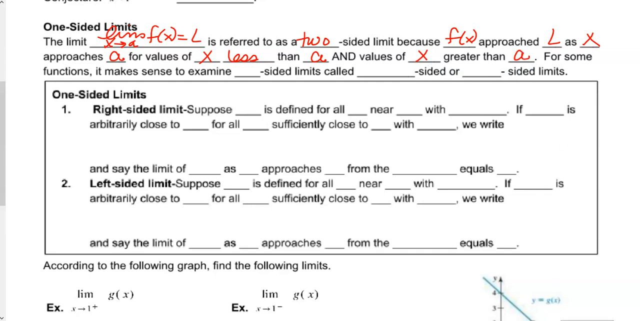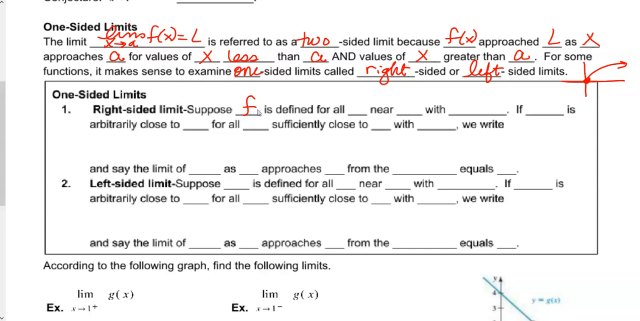Now, for some functions, it makes sense to examine the one-sided limit, which we end up calling the right-sided limit or the left-sided limit. So the function I'm thinking up off the top of my head is the square root of x function, which if you recall does something like that. It would make sense to come into 0 from the right, but it does not make sense to come in for 0 from the left because it's undefined in that area, okay? So let's formally define these left and right-sided limits, starting with the right-sided.